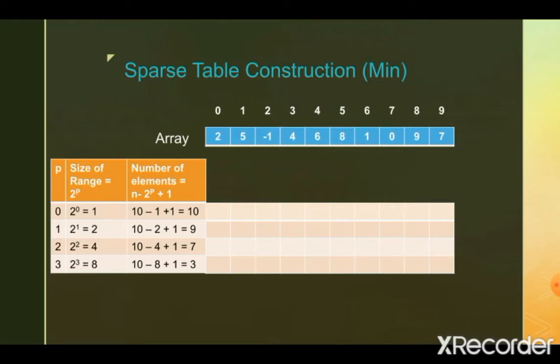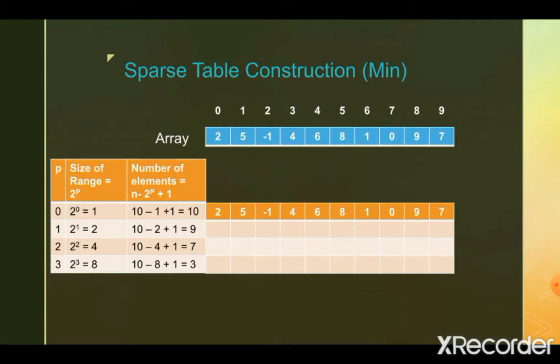So the second row corresponds to minimum values of ranges whose lengths are equal to 2. So the number of elements in the second row is 9. In the case of the third row it is 7, and finally the last row it is equal to 3. Now there is a formula for determining the number of elements in a row, which is n minus 2 to the power of p, plus 1.